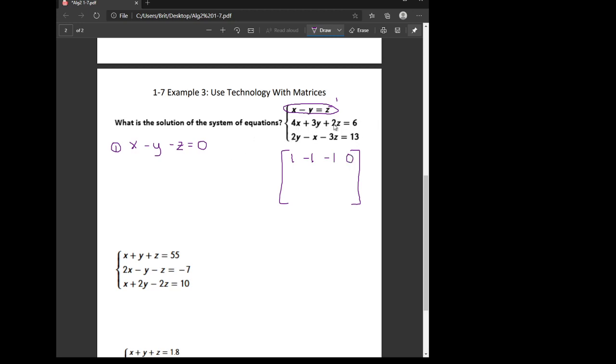Equation 2 is already in the form that it needs to be with x, y, z, and then the constant. So we could just write those coefficients in right as you see them like that. In my third equation, the x and the y are in the wrong spot. So equation 3, I need to write them in the other order. So I'm going to have negative x plus 2y minus 3z equals 13. And that's the order that's going to go in my matrix.